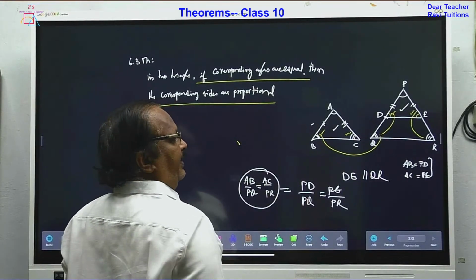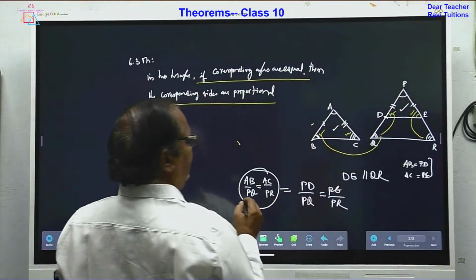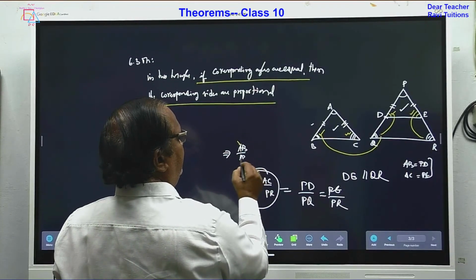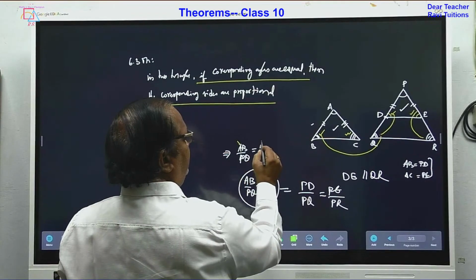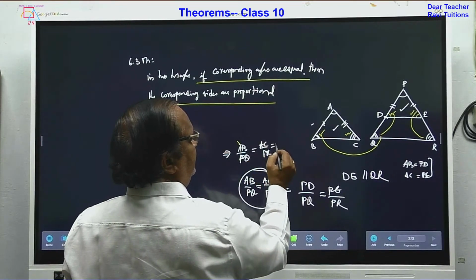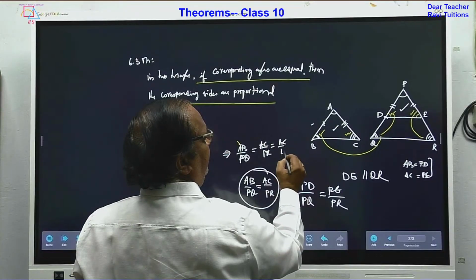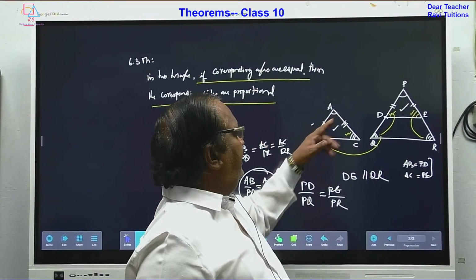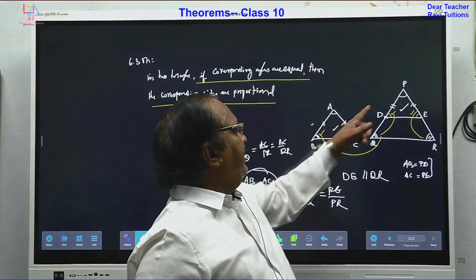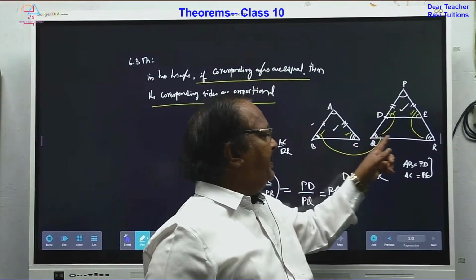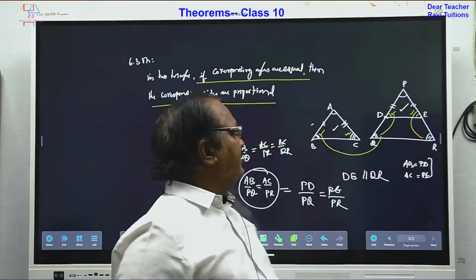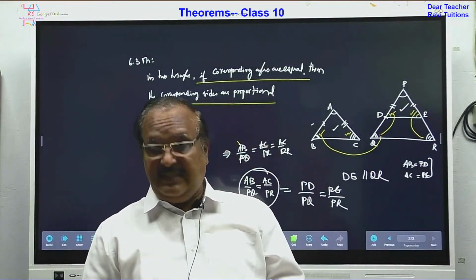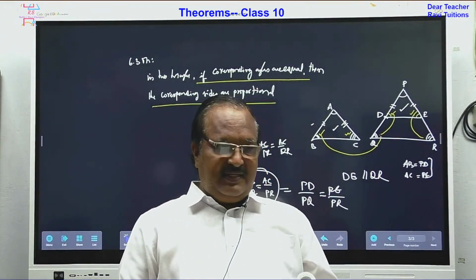So similarly, you can do the other thing also. So that implies what you will get, AB by PQ is equal to AC by PR is equal to the other one, BC by QR. You can prove that similarly, AB by PD is equal to BC by QR, similar procedure. So then all the three sides will be in proportion. This is the 6.3 theorem.